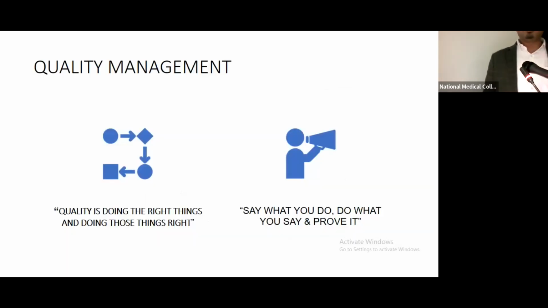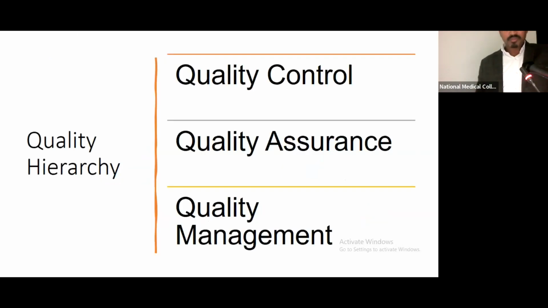So once you address the risk management as well as everything, what remains is the quality. The quality is basically doing the right things and doing those things right. So basically it says, say what you do, do what you say, and prove it. So quality, if you can say hierarchy: quality control comes first, quality assurance comes second, and quality management comes third. So quality is there in everything.